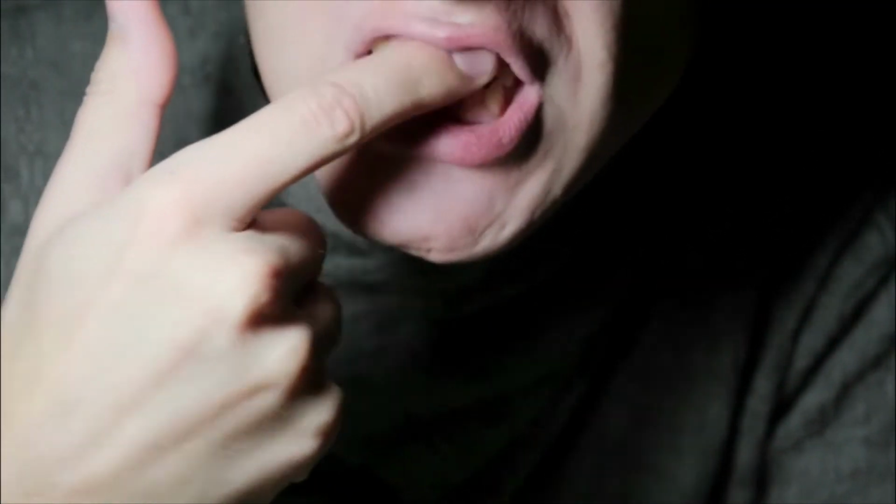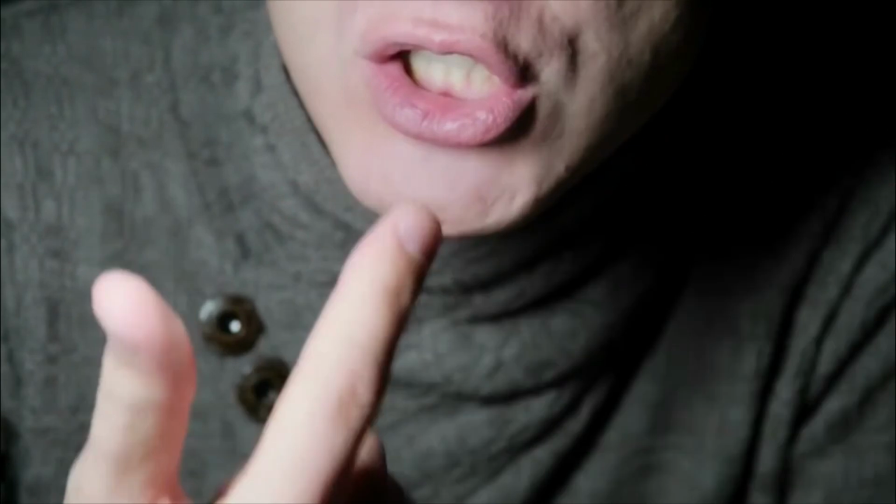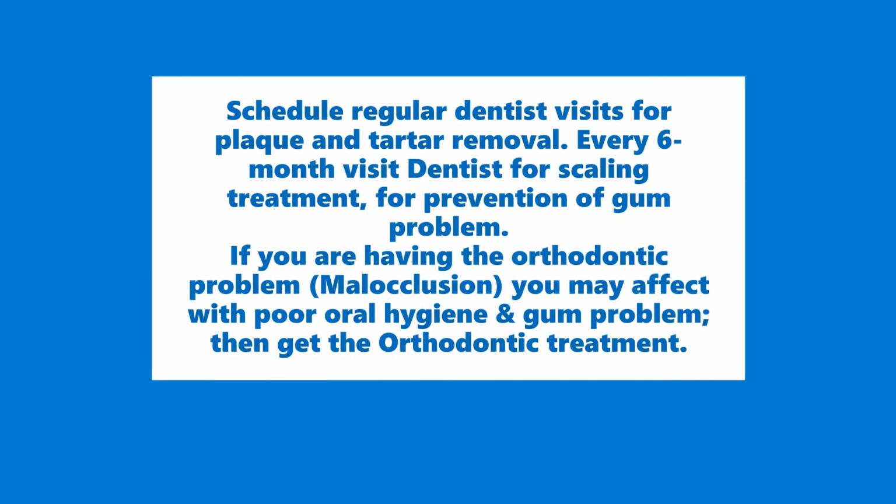Take a balanced diet. Schedule regular dentist visits for plaque and tartar removal. Every 6 months visit a dentist for scaling treatment, for prevention of gum problems. If you are having an orthodontic problem, malocclusion, you may be affected by poor oral hygiene and gum problems, then get the orthodontic treatment.